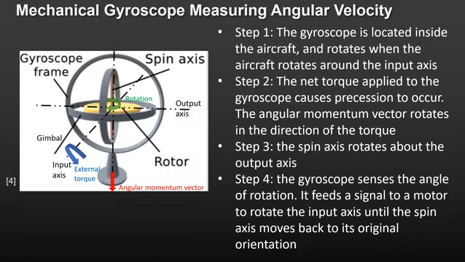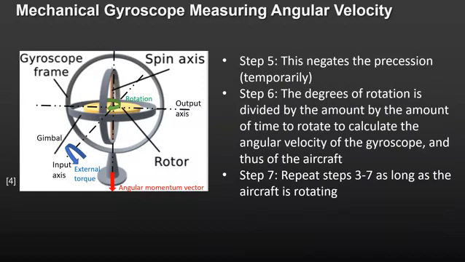It feeds a signal to a motor to rotate the input axis in the opposite direction to the aircraft rotation, until the spin axis moves back to its original orientation. The motor temporarily negates the precession, at least until the aircraft rotates again. The amount of rotation is divided by the amount of time to rotate in order to calculate the angular velocity of the gyroscope. This, of course, equals the angular velocity of the plane.